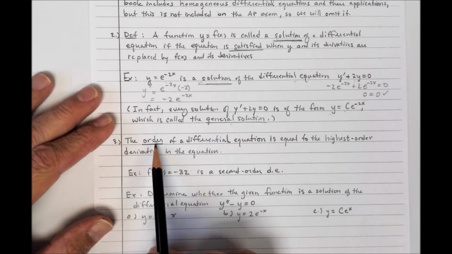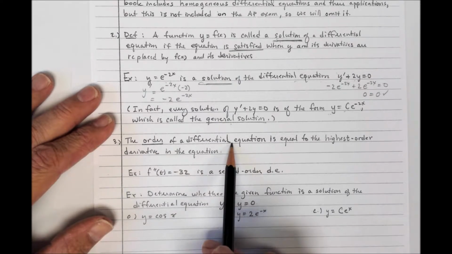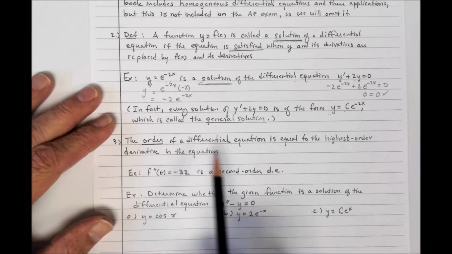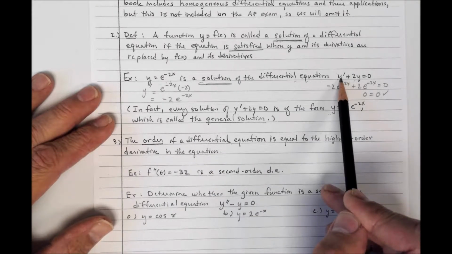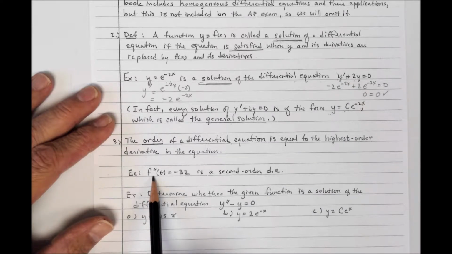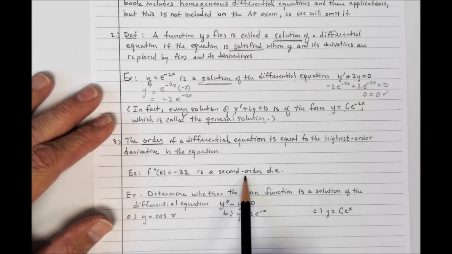I also wanted to make mention that the order of a differential equation is equal to the highest order derivative that's in the equation itself. So here it has y prime, so this is a first order differential equation. f double prime of t equals negative 32, having to do with a free falling object and gravity, is a second order differential equation.